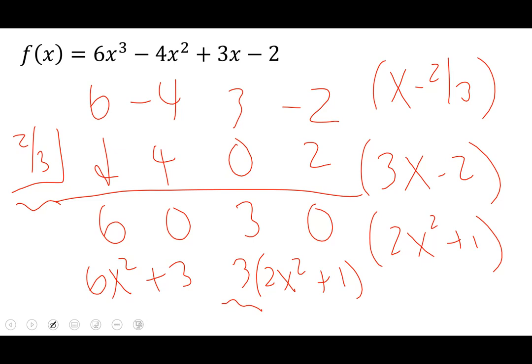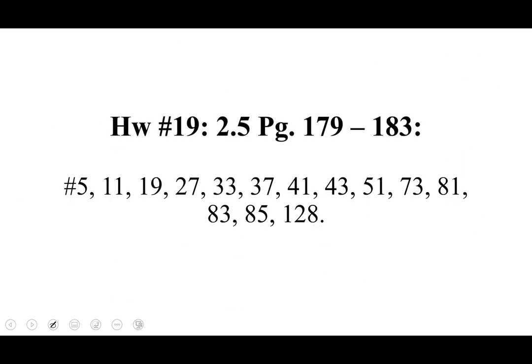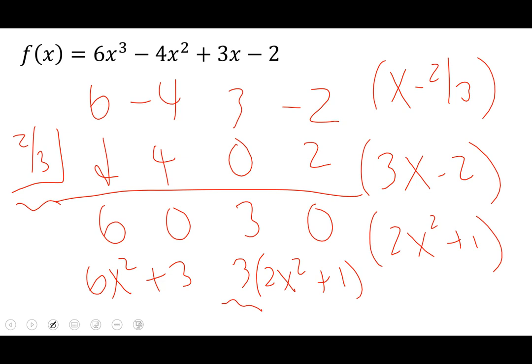Then if I actually want to go ahead and solve, I guess I thought I had more room. I'm going to have to take that 2x squared plus 1, and I'm going to have to go ahead and set it equal to 0. So if I set it equal to 0, I would subtract the 1 and divide by 2, which means that x squared would equal negative 1/2. Take the square root of both sides. You're going to get x equals plus or minus the square root of negative 1/2.